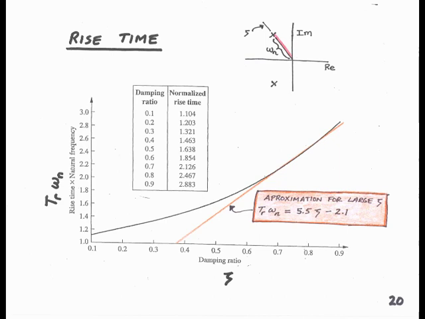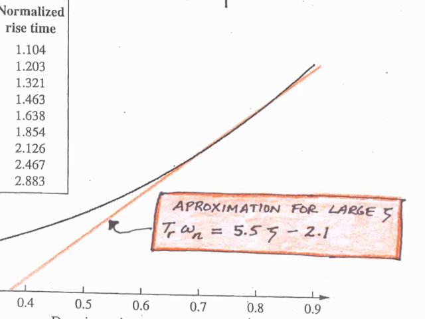Let's now look at how to pick zeta so as to achieve a quick rise time. And you'll remember the relationship between rise time, zeta, and omega n was a bit more complex. To simplify the analysis, we'll look at an approximation of this relationship that's good for large values of zeta. We'll simply fit the curve with a line. So we'll find that the rise time times omega n equals 5.5 times zeta minus 2.1. And this is a good fit for zeta greater than 0.65.